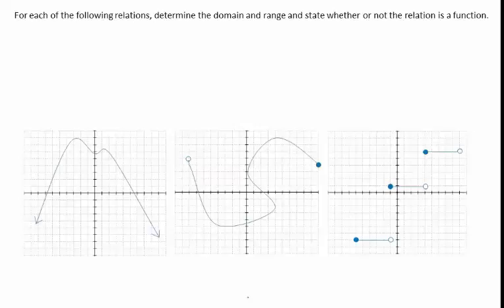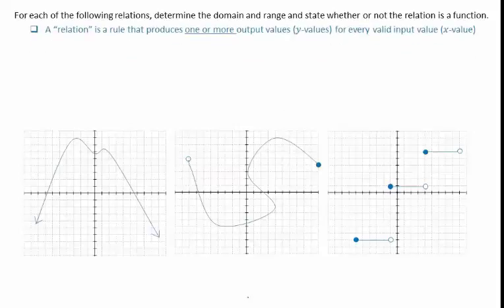For each of the following relations, determine the domain and range and state whether or not the relation is a function. A relation is simply a rule that produces one or more output values, typically the y values, for every valid input value, typically the x value.